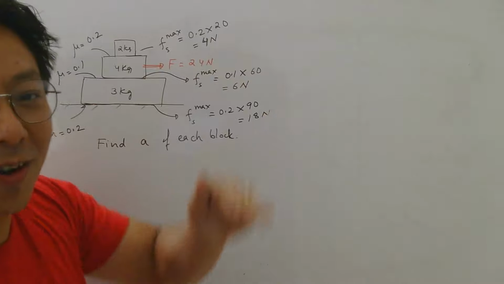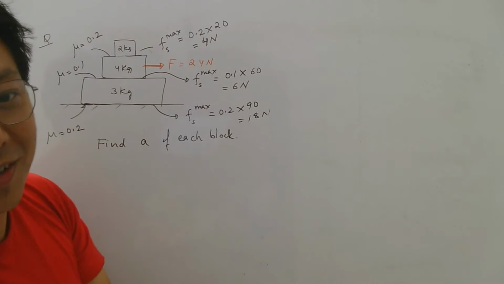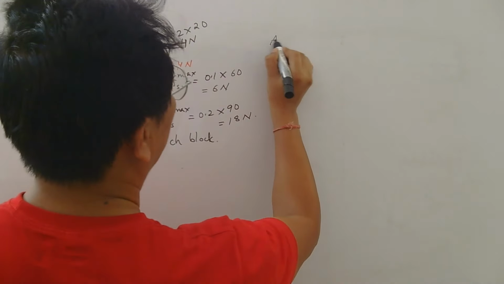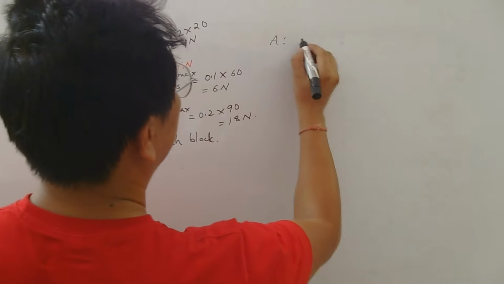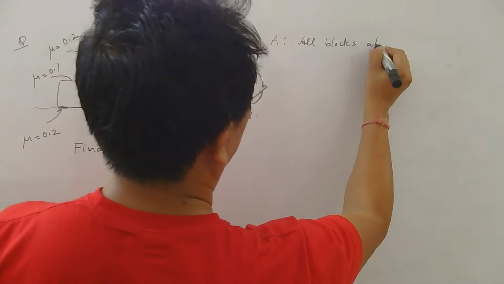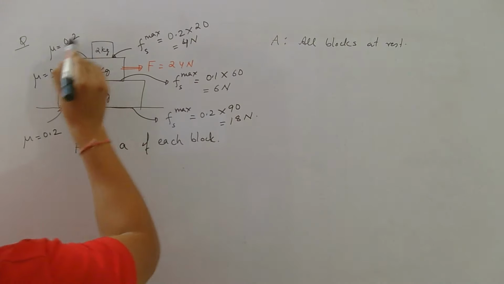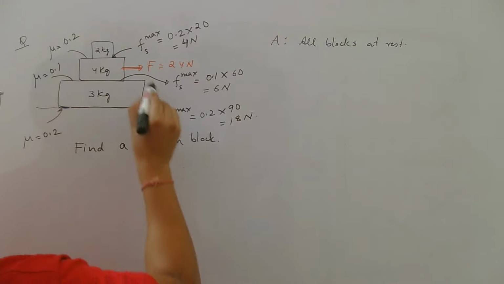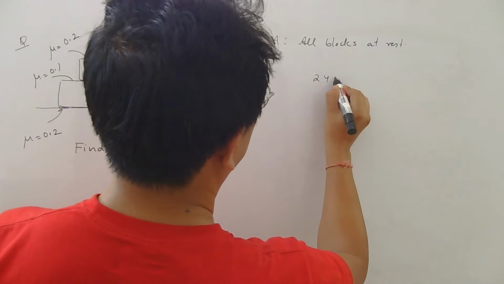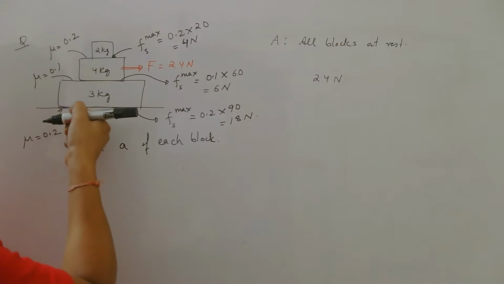But still we will check all the assumptions for just clarity of how to apply Newton's law in different problems. Okay, so let us start. Our first assumption: let us assume all blocks are at rest. If you assume that, then the total force on this system is 24 Newton, and that 24 Newton has to be balanced by static friction here.